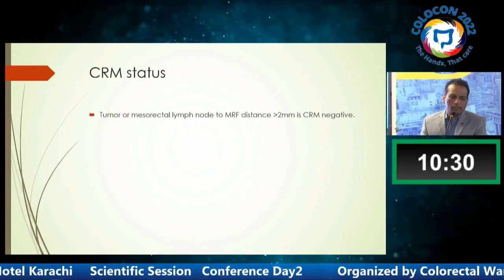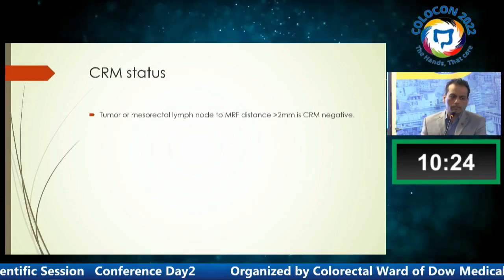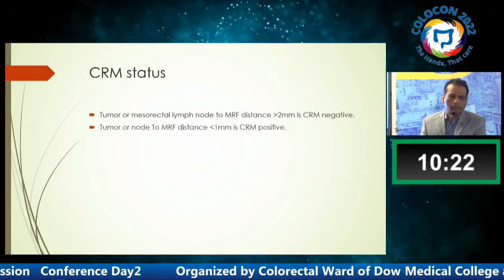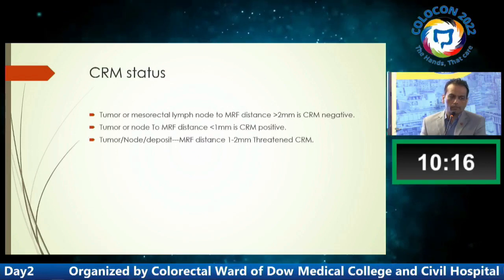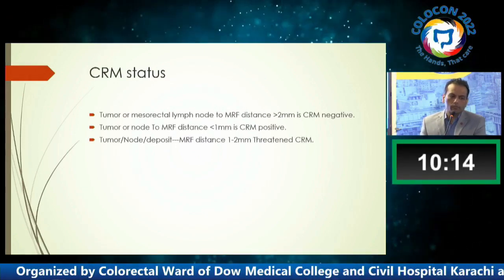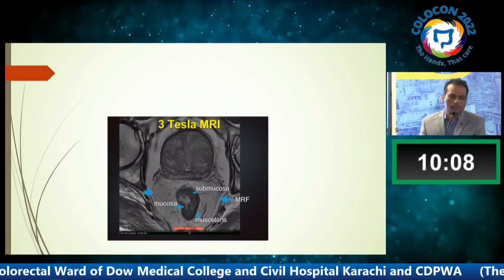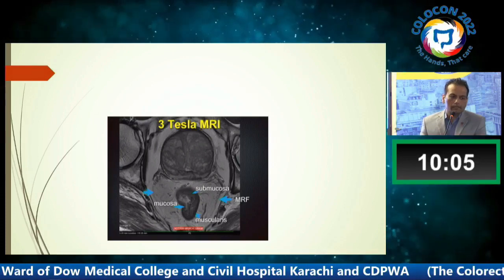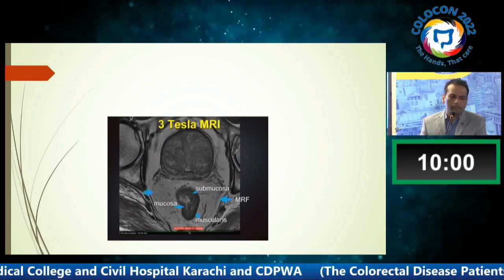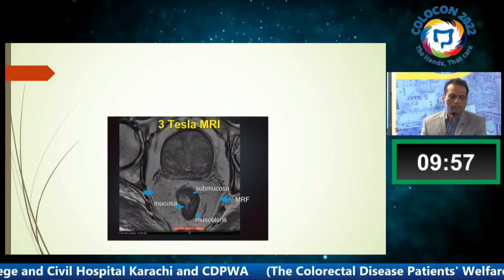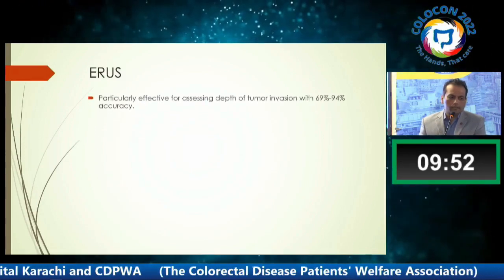A tumor or mesorectal lymph node more than 2 mm away from the mesorectal fascia is CRM negative, while a tumor or node within 1 mm is considered CRM positive. A tumor, node, or deposit within 1 to 2 mm is called threatened CRM. So this is an MRI image which shows anatomy of the rectum with the mucosa and the muscularis propria at low signal intensity, with submucosa and the mesorectal fat, and the mesorectal fascia as a thin low intensity line.